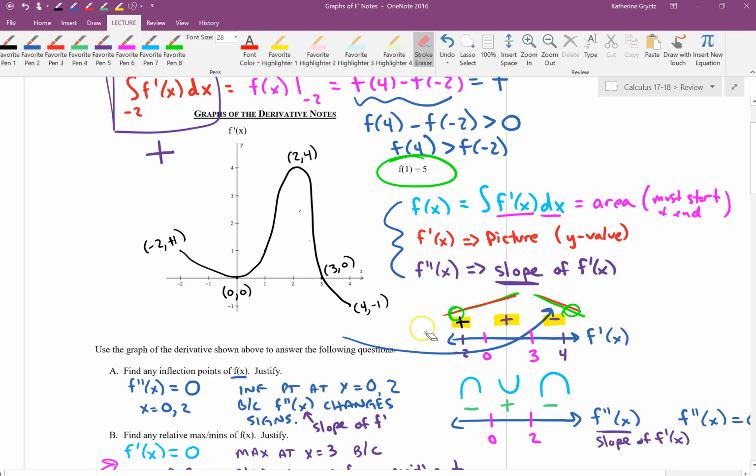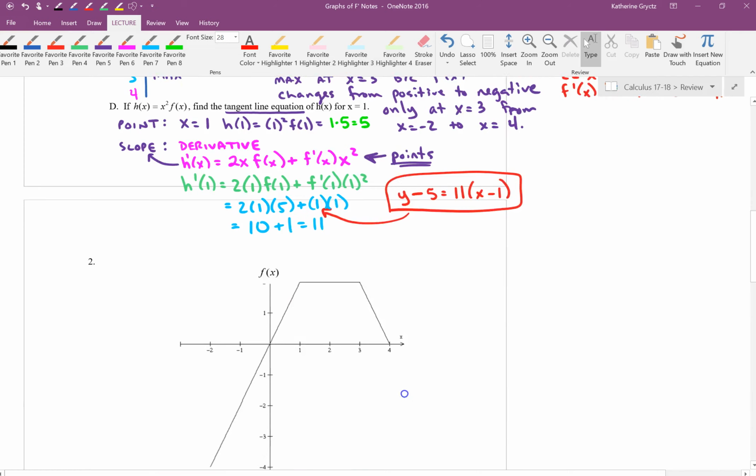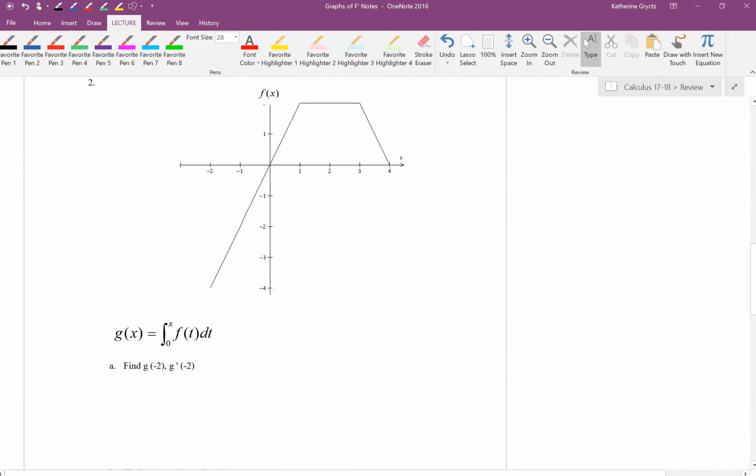So these little sign lines are a great help to figure out the answers to the questions about something that's not pictured. It's trying to make a picture out of something so that you can answer it like that. Okay, so we're going to try another one, and this one has some geometric shapes. We're actually going to go find some areas and some slopes and things like that.